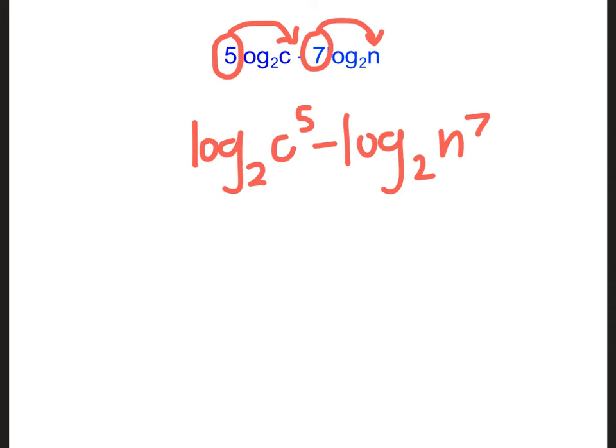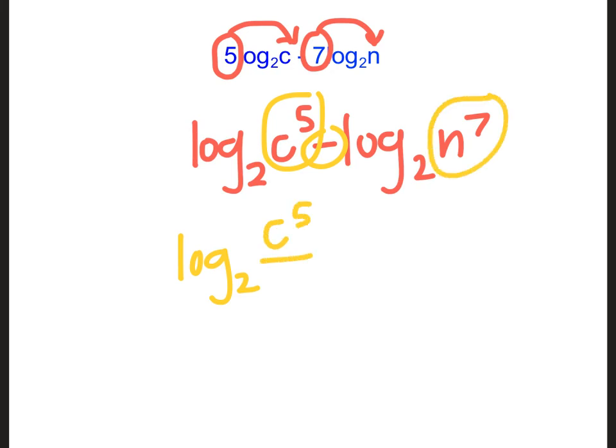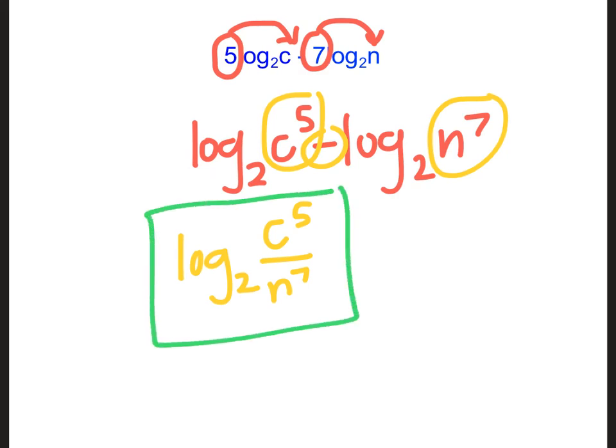Again, then I have a subtraction sign in between, which tells me to do a quotient, make it a fraction. So we have log base 2 of the first thing, c to the power of 5, divided by the second one, n to the power of 7. Again, it's condensed, and this will be my final answer.